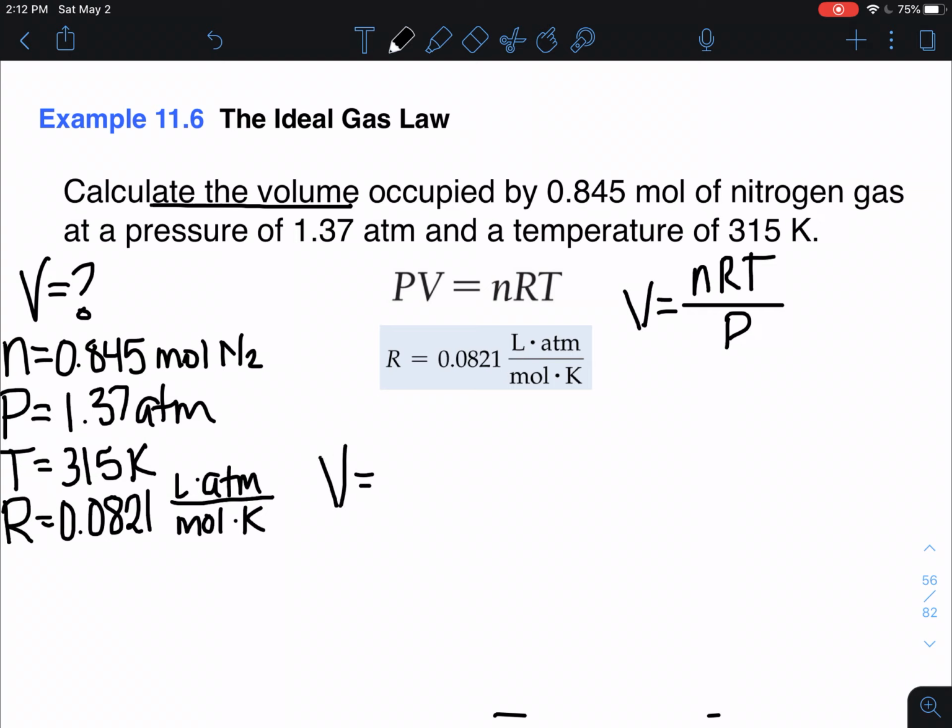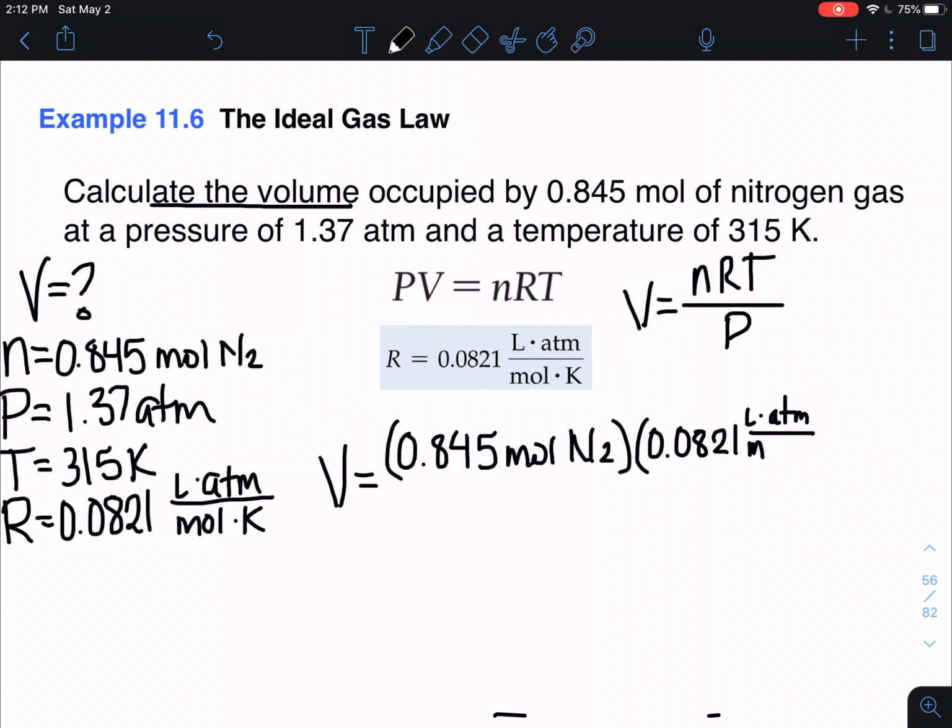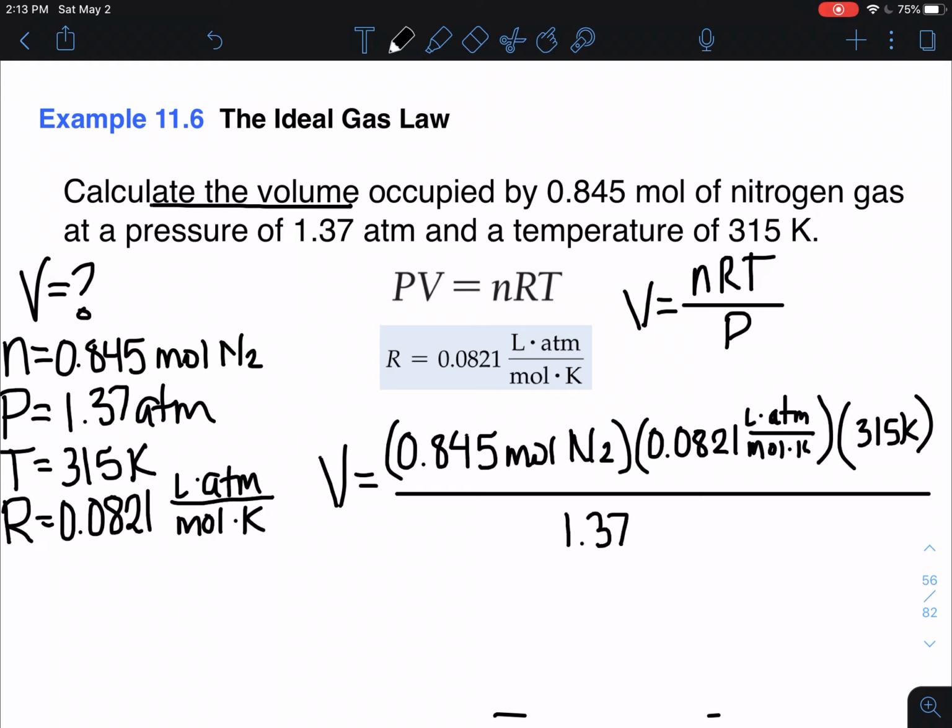Now I'm going to plug in my values. V is equal to n, which is 0.845 mole N2, times R, which is 0.0821 liter atm over mole Kelvin, times T, which is 315 Kelvin, and all of that goes over the pressure, which is 1.37 atm.